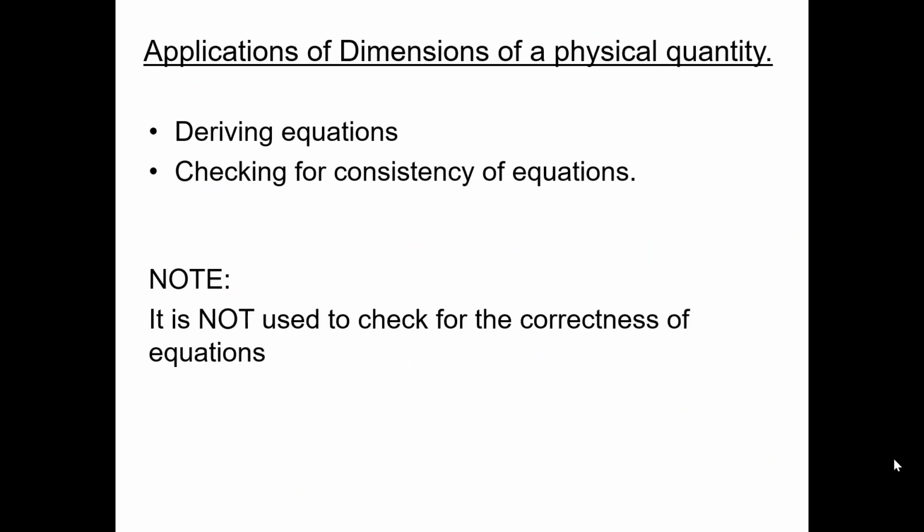This knowledge of the dimensions of a physical quantity is applied in two ways. One, in deriving equations. For example, the equation of work done is equal to force times distance. Where does this equation come from? How do you derive it? So that is using the knowledge of dimensional analysis. And then two, we can also use this knowledge of dimensional analysis in checking for the consistency of equations. I will explain what that means, consistency of equations.